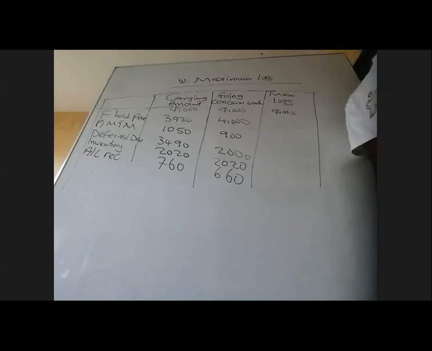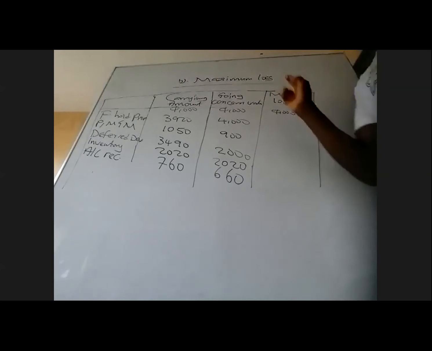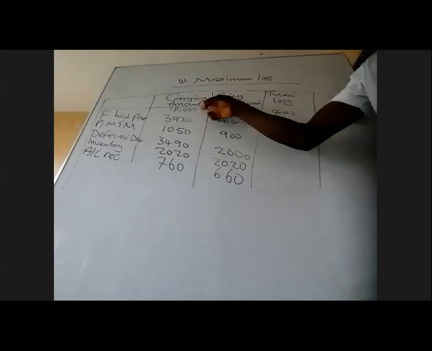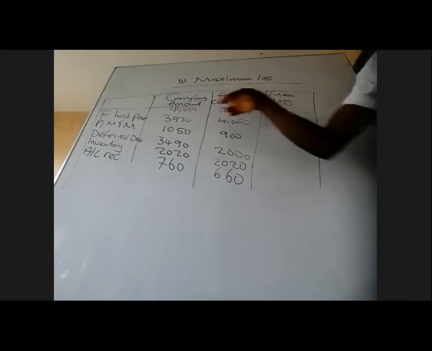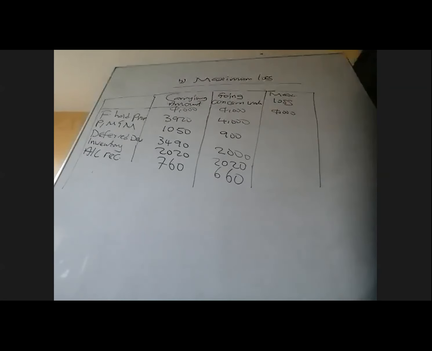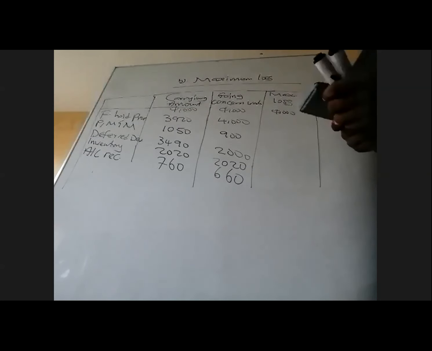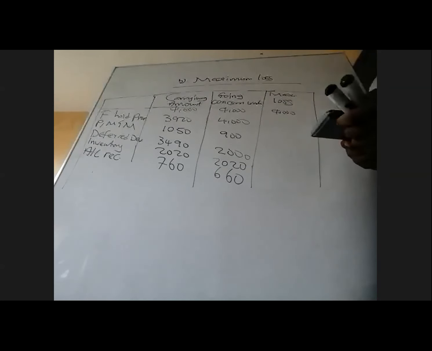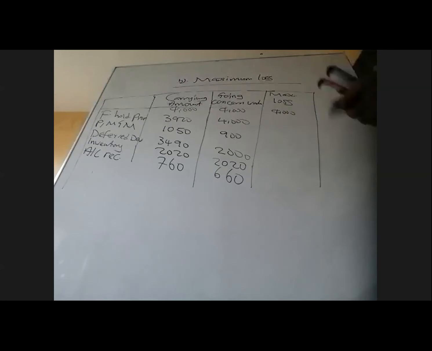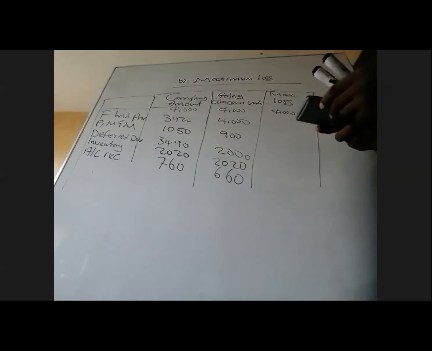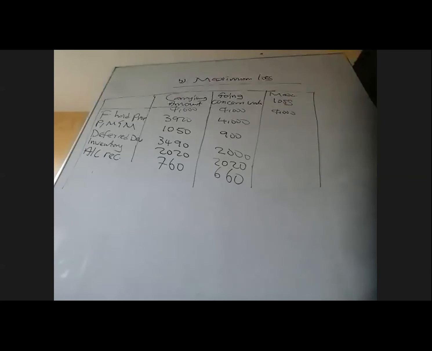Now, the answer is like this. The maximum loss will be the difference between the carrying amount, or the book value of the assets, versus the going concern value. So 3,920 less 4,000 will give us 80. Is it 80? Add 80 negative. Is that true? Good, 80 negative.